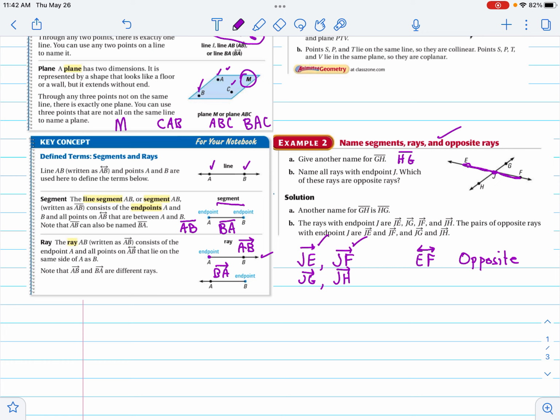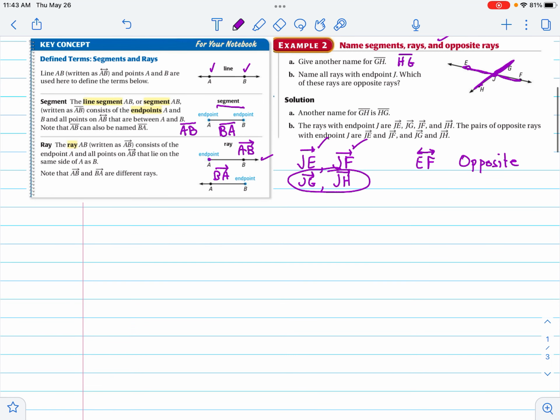Opposite rays. And these ones here are also opposite rays. JG right there and JH, opposite rays. Okay, now that's about it for that section. I just want to remind you of some things, though.